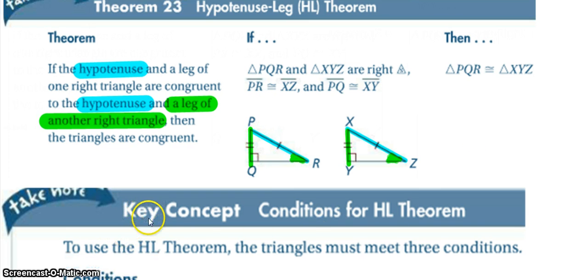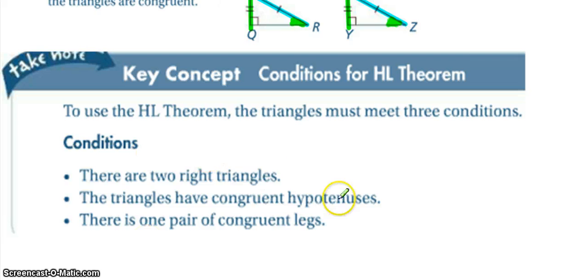Now, conditions for the hypotenuse leg, all of these have to be met. So we have to have two right triangles. Right is very important because that gives us the right angle and tells us about the relationship between the hypotenuse and the legs. The triangles have to have congruent hypotenuses, and there has to be a pair of congruent legs.